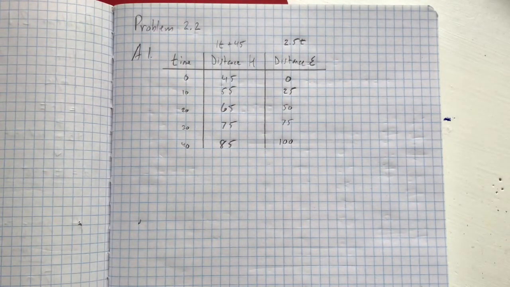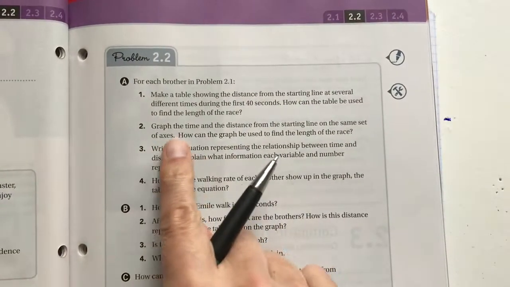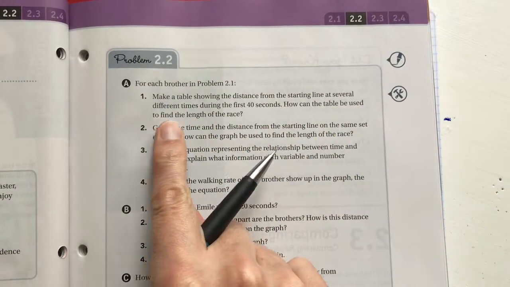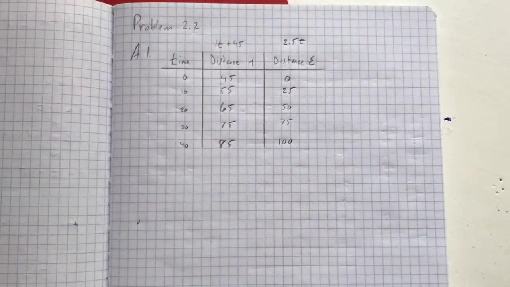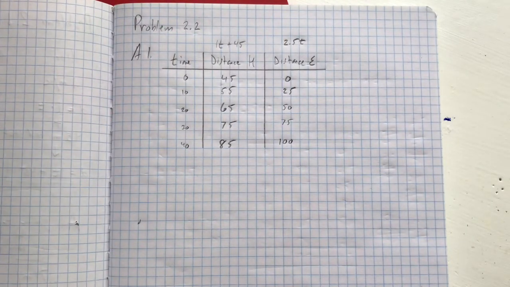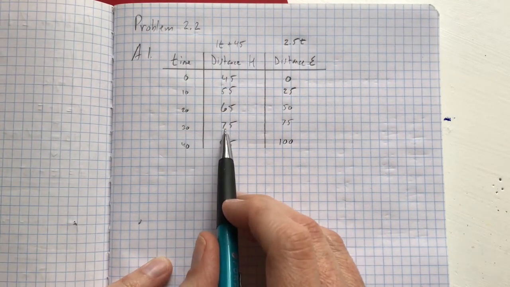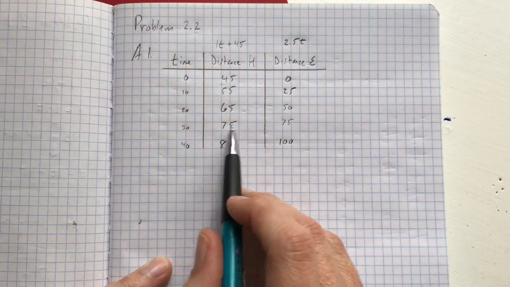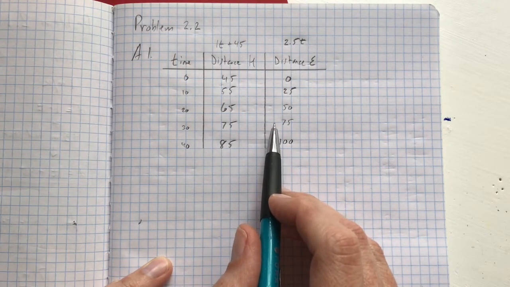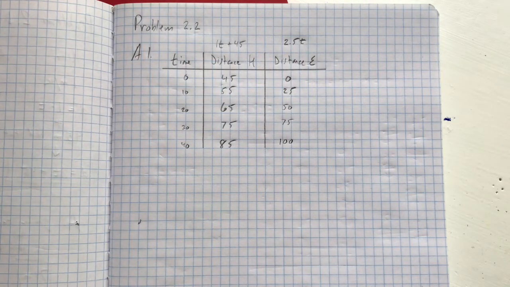So the question comes in, asking us to make that table. How can a table be used to find the length of the race? Same situation. We want that length of a race that's going to allow for little brother Henri to win just barely. And so we can see that it's going to be after 30 seconds, 75 meters is the distance. So we want the measure of the race to be about 74 meters, which is going to be a little bit less than that.